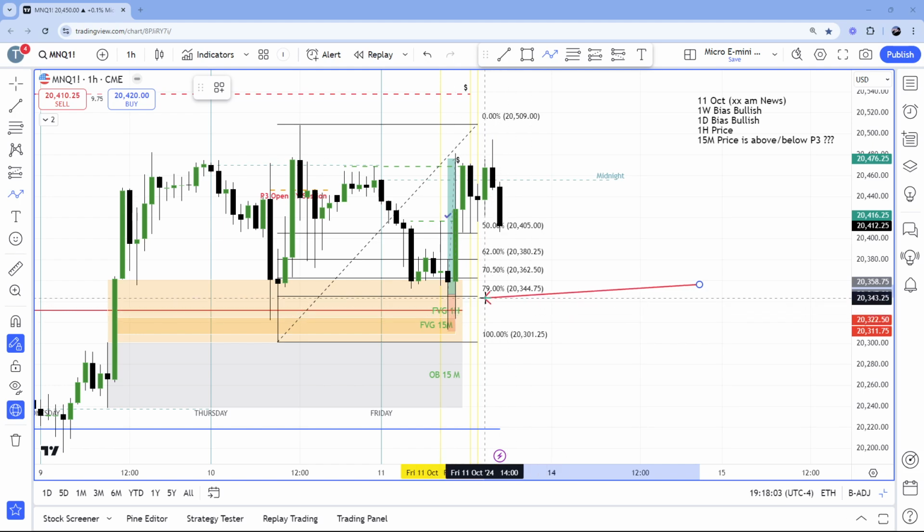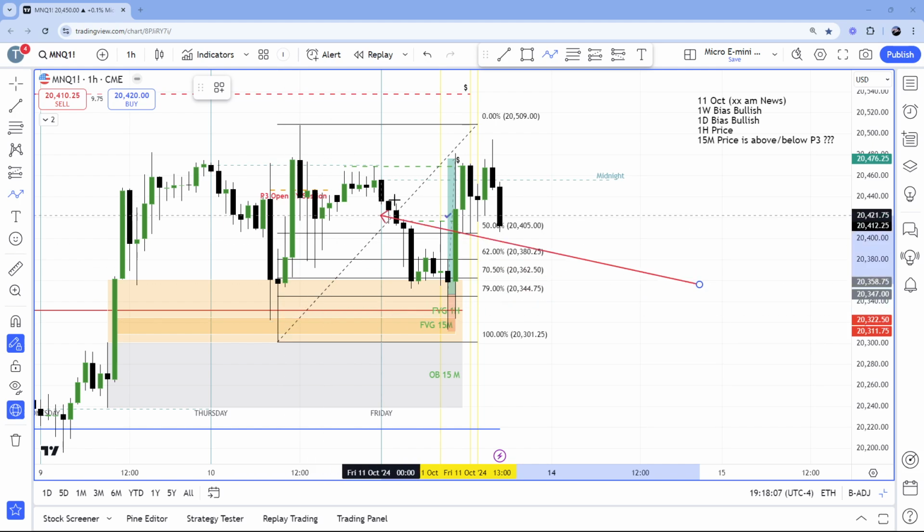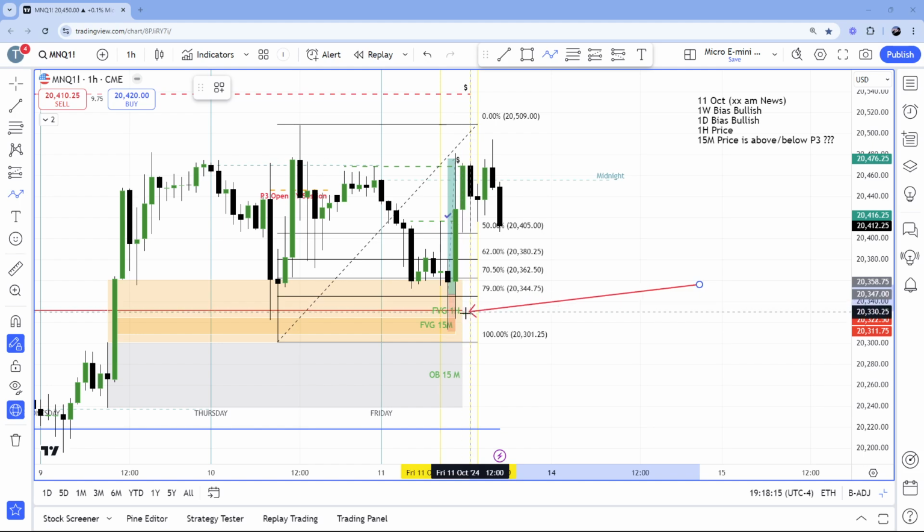Not only that, we can also see in the fib tool, when you are here, it's below 50%, which means the price is at a discount now. So that is also another clue for us for a buy entry. So it's a discount in this price leg.